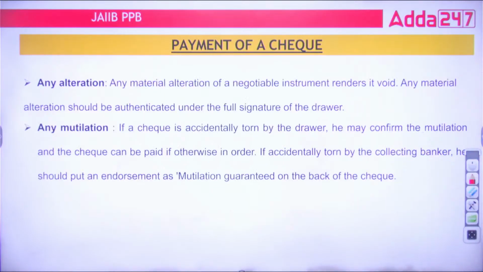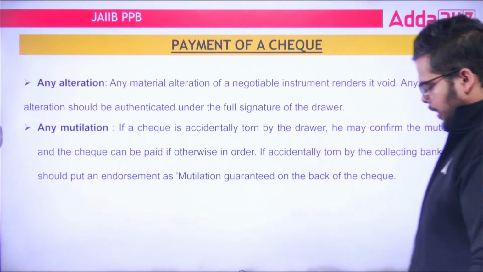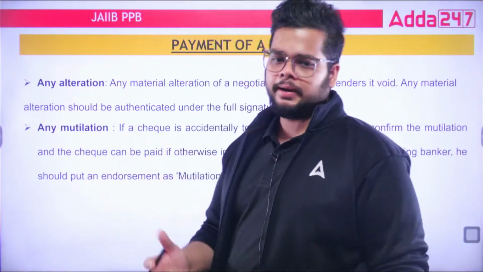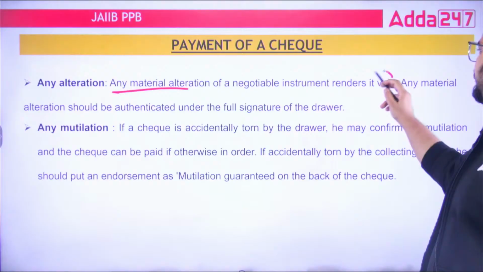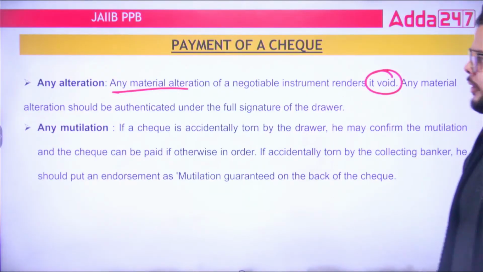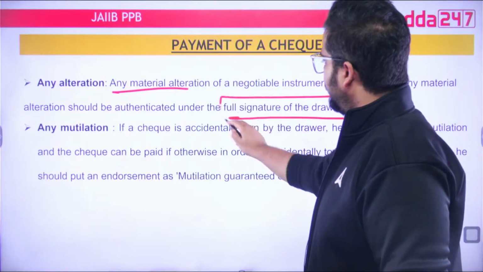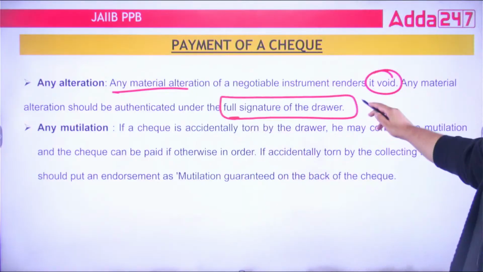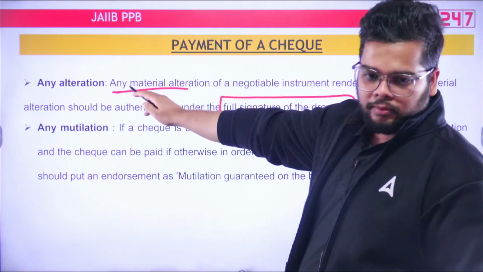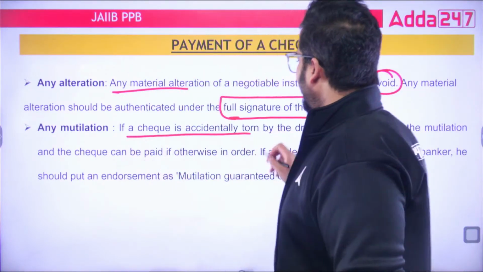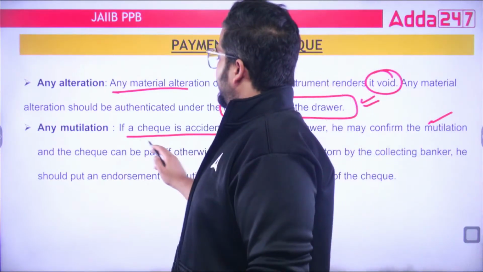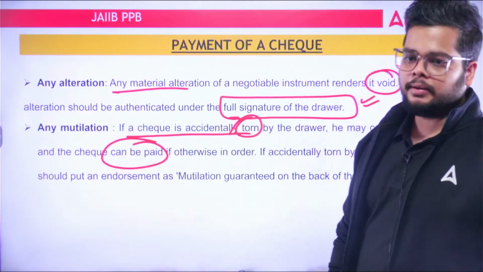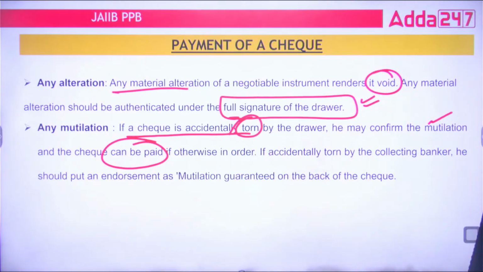Okay. Next, when I talk about a check having certain alteration, it is mutilated. Any material alteration of a negotiable instrument renders it void. Any material alteration should be authenticated under the full signature of the drawer. So whosoever is signing the check again has to sign along with acknowledgement of the alteration. Mutilation: if a check is accidentally torn by the drawer, he may confirm the mutilation and the check can be paid if otherwise in order. It can be paid definitely, but in practical banking, we try to avoid such circumstances.